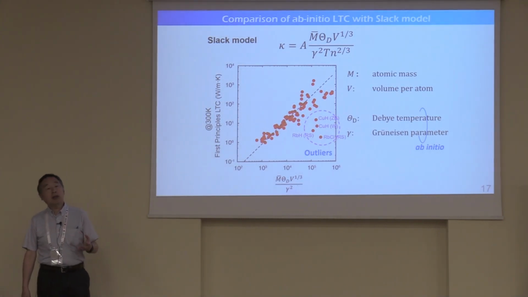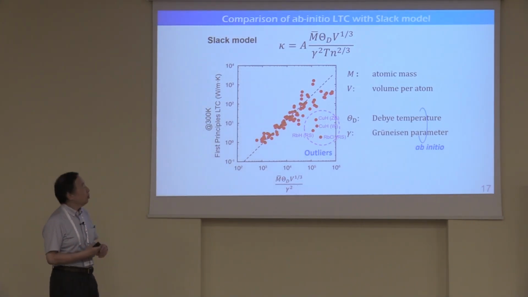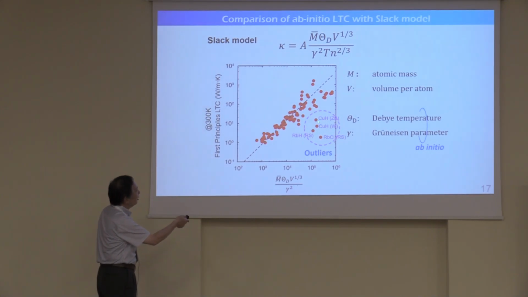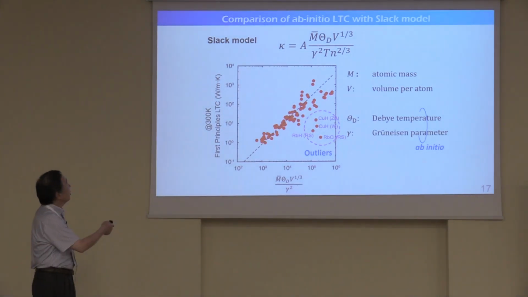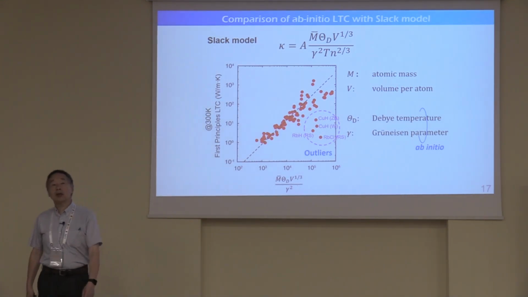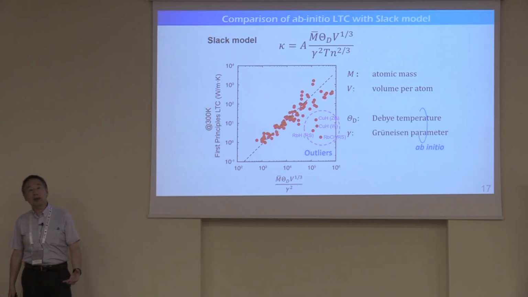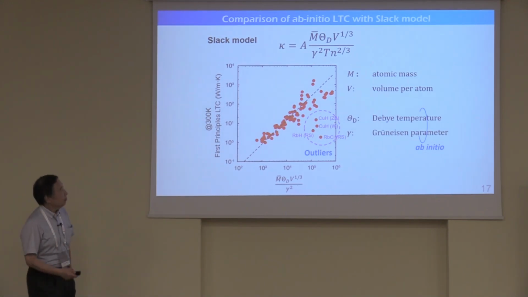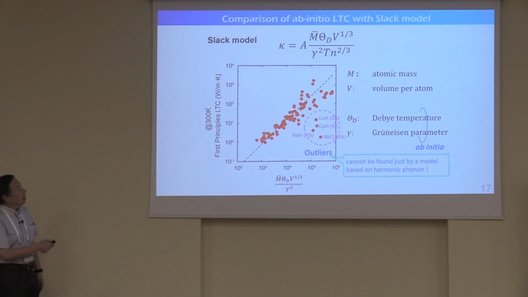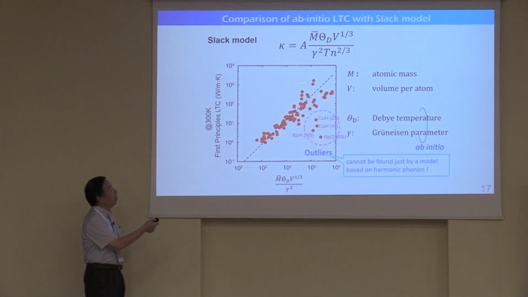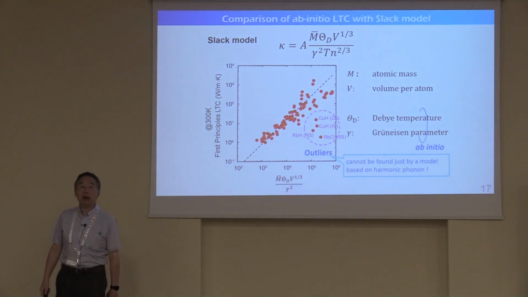Since we are interested in proposing some new compound which shows low thermal conductivity, we are interested in this zone. We are not interested in those materials, but rather in these outliers. So in order to predict those outliers, you can understand this type of model is not very useful. We have to do something different. These outliers cannot be found just by a model based on harmonic phonons. This model is based on harmonic phonons, but we have to seriously take anharmonicity into account.